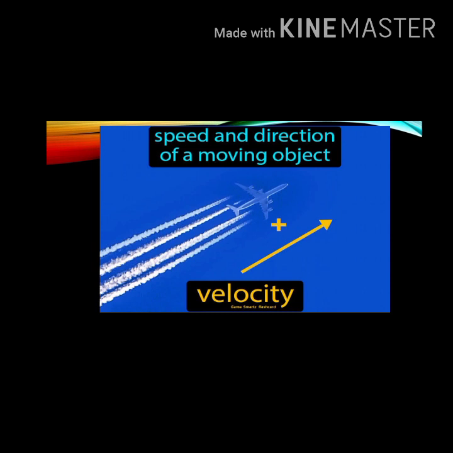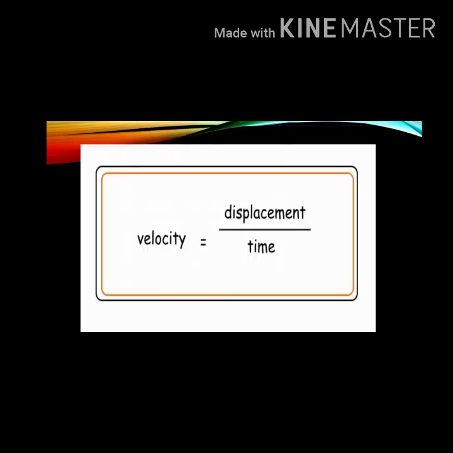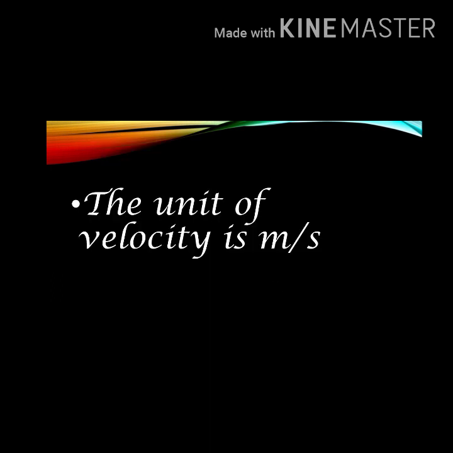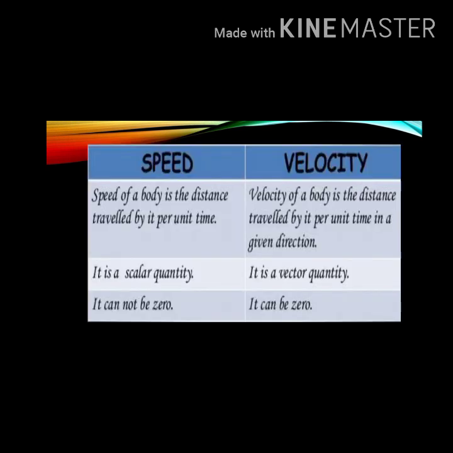Speed is a scalar quantity while velocity is a vector quantity because it has magnitude as well as direction. That is, velocity is equal to displacement by time. The unit of velocity is similar to that of speed, which is meter per second. Let us discuss the differences between speed and velocity.